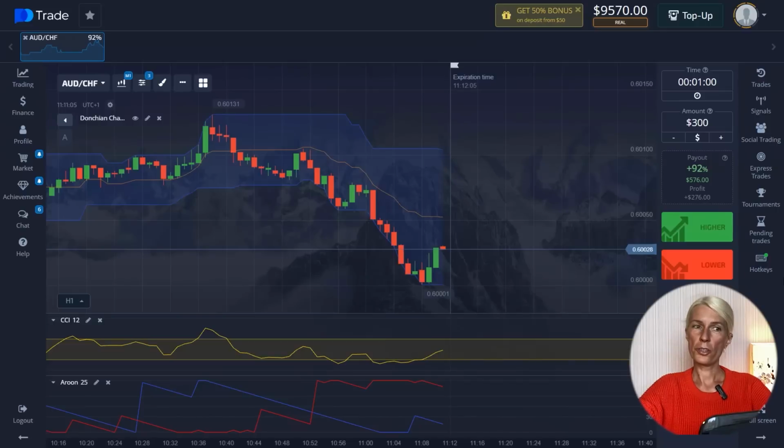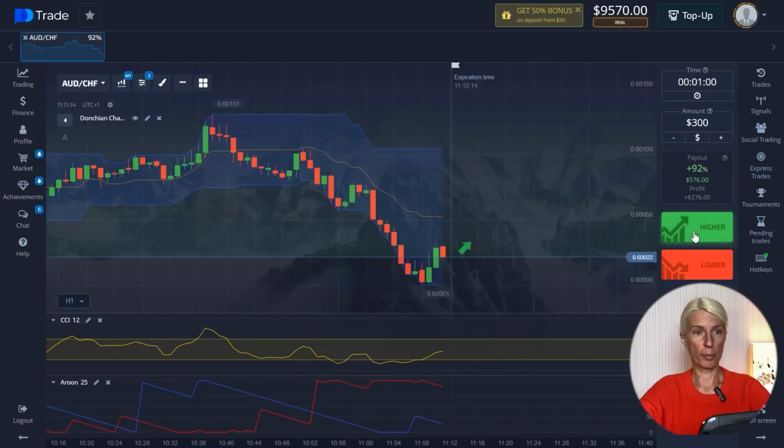Now, let's go to PocketOption and let's get going. On the screen, you see a price chart of the Australian dollar-Swiss franc currency pair, which has the highest payout on our broker. Trading will take place on the M1 time frame, and the technical indicators I'm using today are the Downtrend channel, the CCI, and the Aroon, which have standard settings.